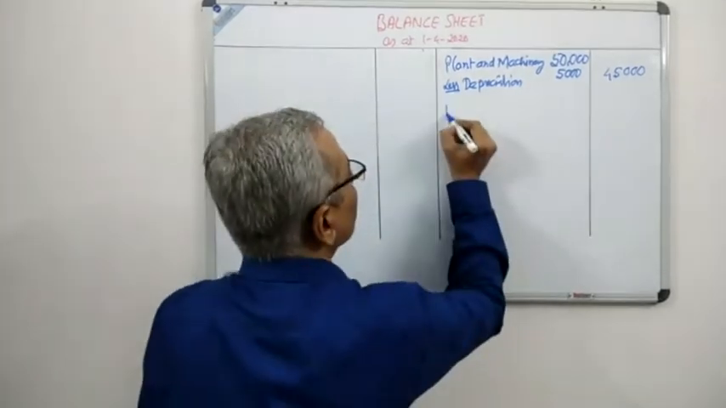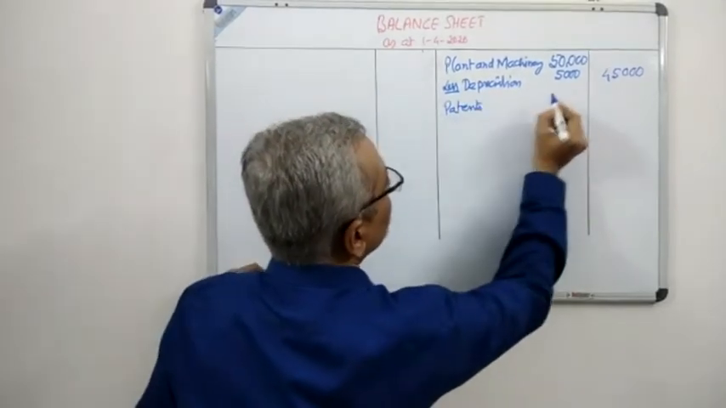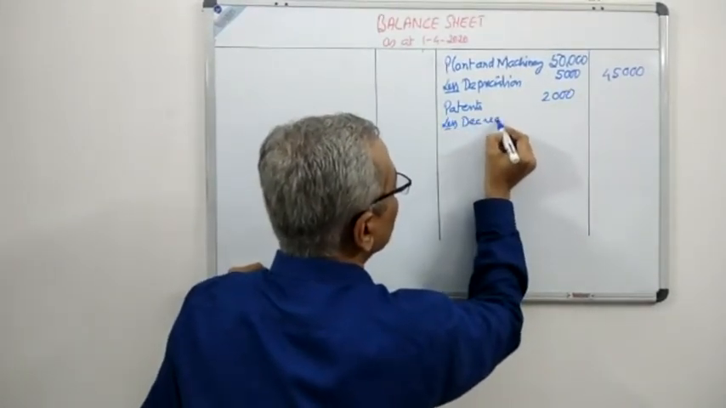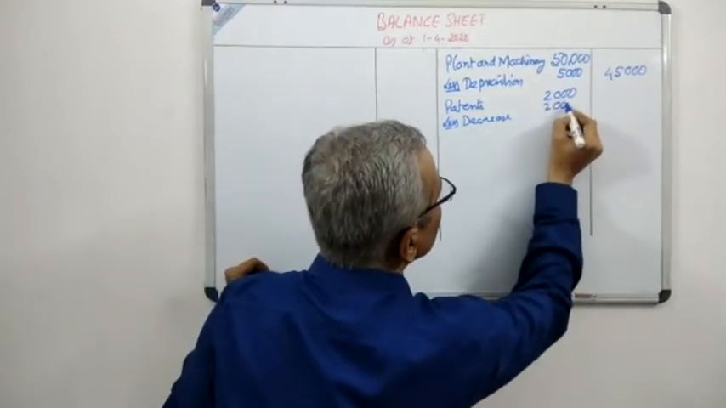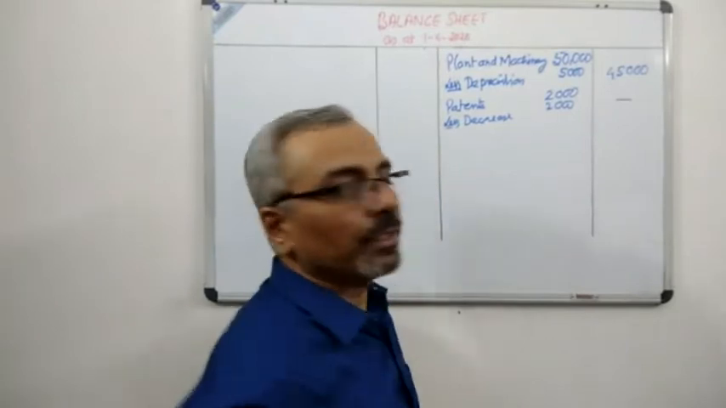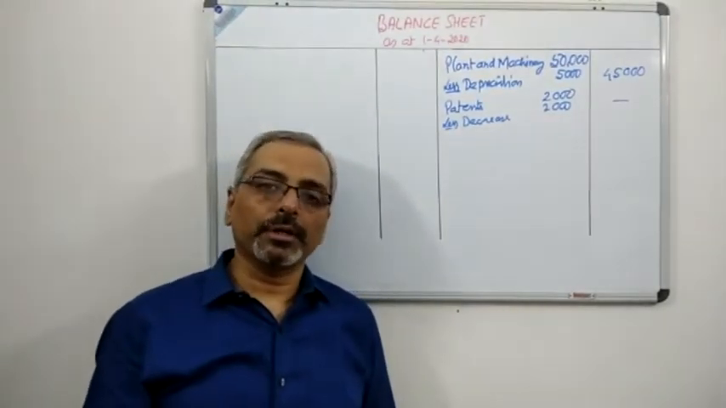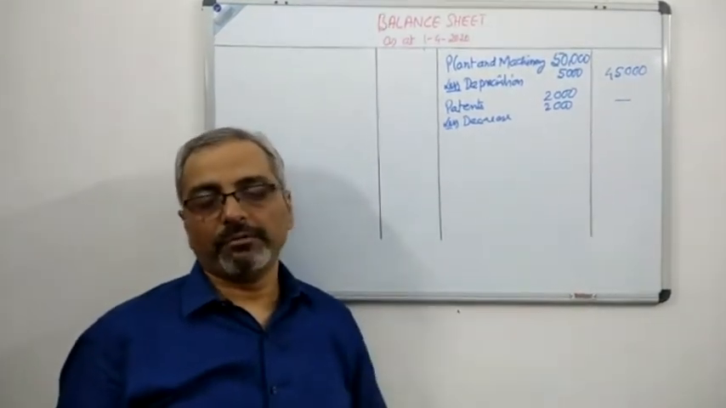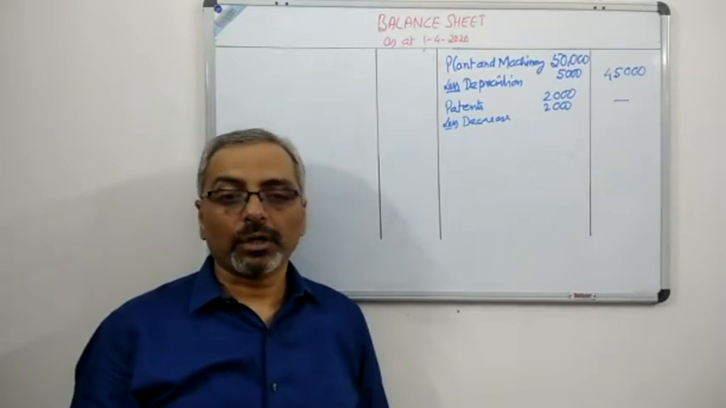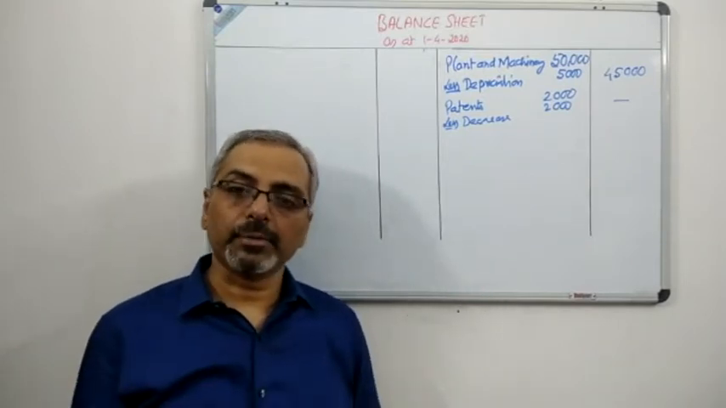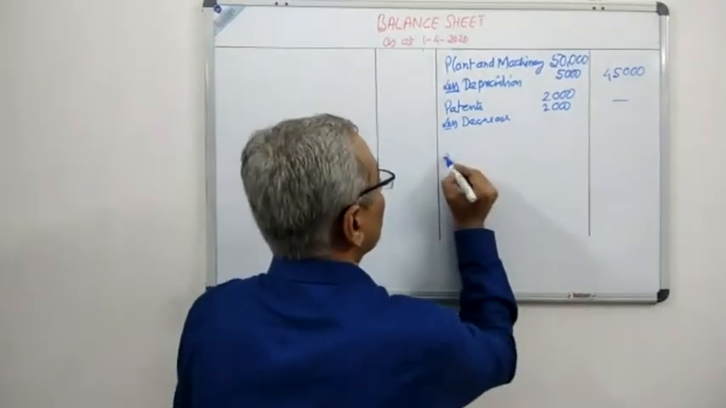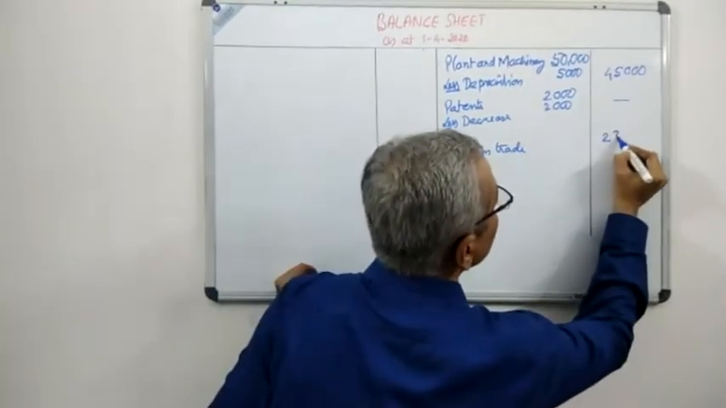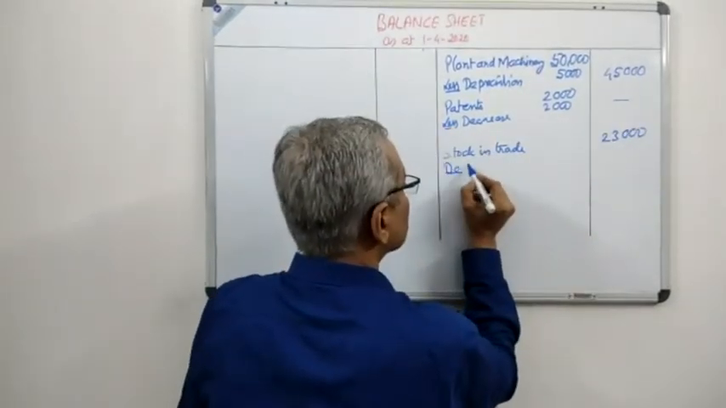So we'll write patent 2,000 inner column and write less, decrease. Don't write depreciation over here, because it's an intangible asset. Intangible asset either amortize or decrease. It is not depreciated. So you can write amortize over here, but we have written a decrease over here. Next, we have the stock in trade, which does not have any impact. It is 23,000 and remains at that. So stock in trade 23,000, no changes.